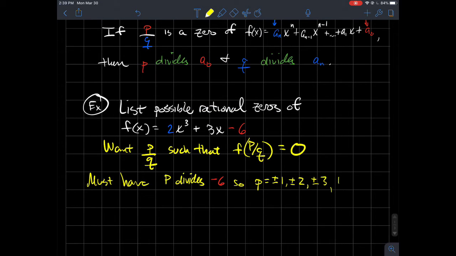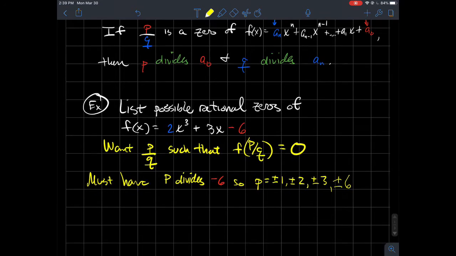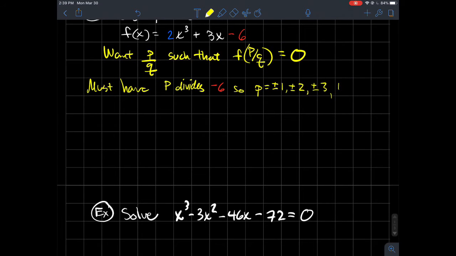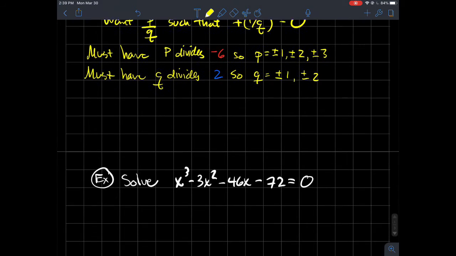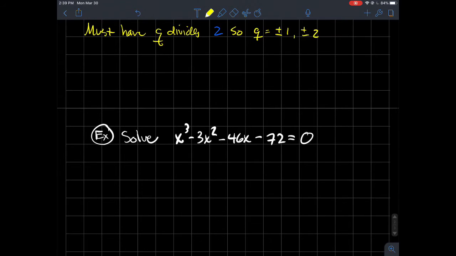So let me add that in here. Then I need to tell you what the possible q's are. Well, q has to divide 2. And what are the possible things that divide 2? Just plus or minus 1 and plus or minus 2. I'll write those in here. And so q should be that.